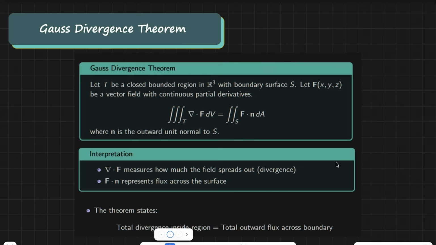Okay, next come to the problem. The formula: basically you have to find out the divergence of this. So this surface integral is equal to the triple integral of the divergence. Let's take one example and solve this. How to solve this thing? This is the statement, it's very important. Let T be the closed bounded region in R3 and the boundary surface is S. Let F be the vector field with continuous partial derivatives, because in this we need the partial derivatives, so the partial derivatives should exist in that case.